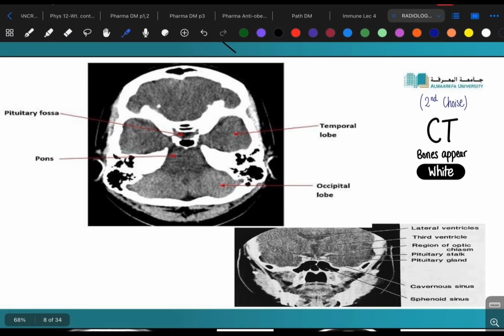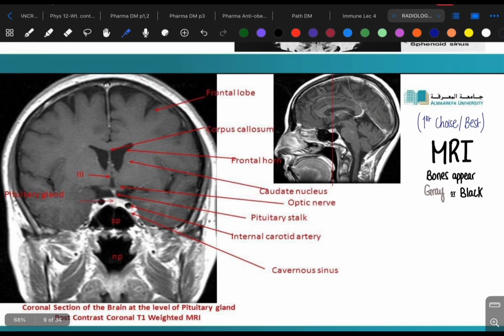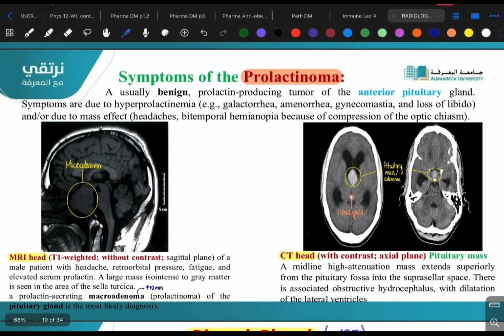Then we have a CT, which is the second choice, we said. So CT, as we know previously, always shows the bones white. So once you see white كده bones, that means this is a CT scan, not an MRI, okay? With MRI, which is our first choice and the best one, we can see the bones, but they appear grayish black, okay? So this is our first choice and best choice, okay, for the pituitary gland.